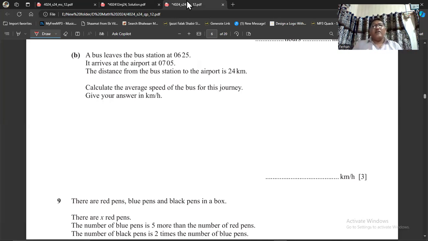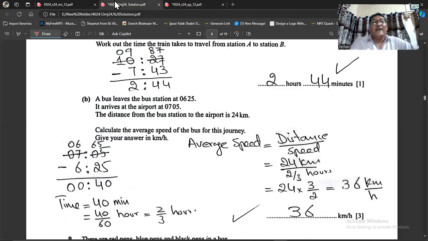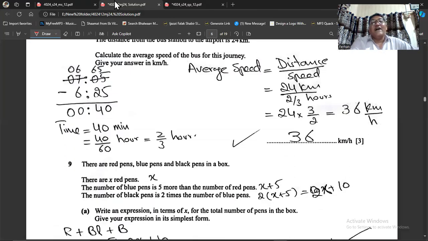You know, the average speed is the total distance traveled divided by the total time taken. So I can calculate how much time is taken. I know the arrival time. I know the departure time. From the arrival time, I will subtract the departure time. I will get the time. Then I will convert that into hours, and I will divide the distance by the time, and you will get the average speed.